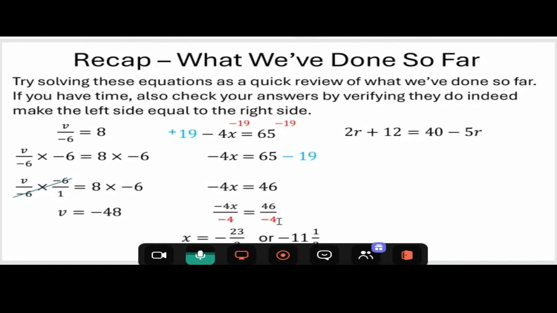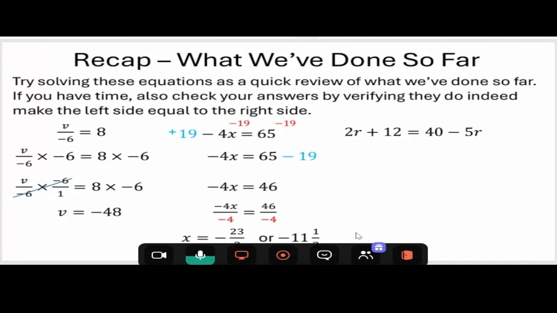46 over -4 is, that reduces. The top and bottom both divide by 2. 46 divided by 2 is 23. 4 divided by 2 is 2. And the whole thing is negative because it's a positive divided by a negative. And if they did want a mixed number, 2 goes into 23 11 times with 1 left over, so negative 11 and a half.